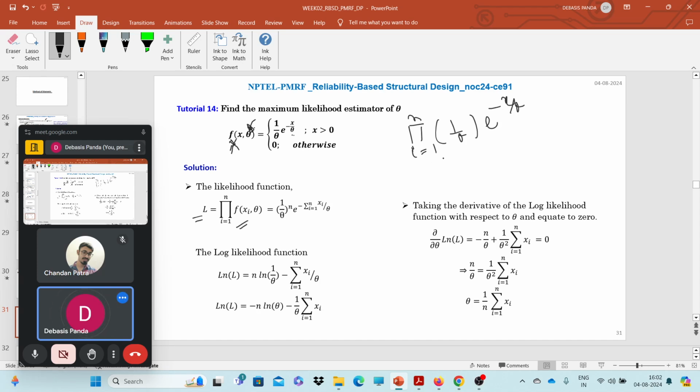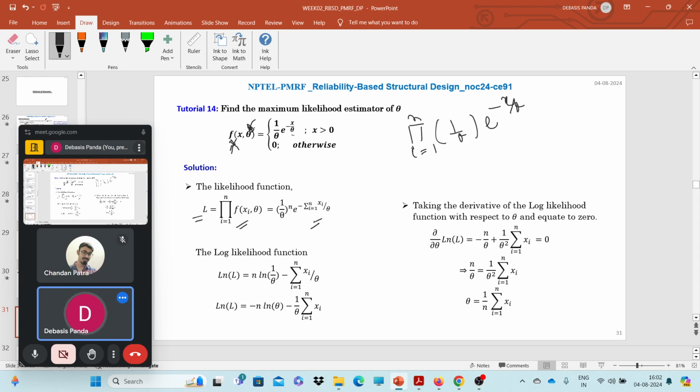Now solve it, what will happen? That 1 by theta comes out of the operator and is raised to the power n. That means 1 by theta has been multiplied n times. It's a simple mathematical task. You can easily perform it. And e to the power of this, the xi are there, so obviously the summation will be there. So this is the likelihood function.